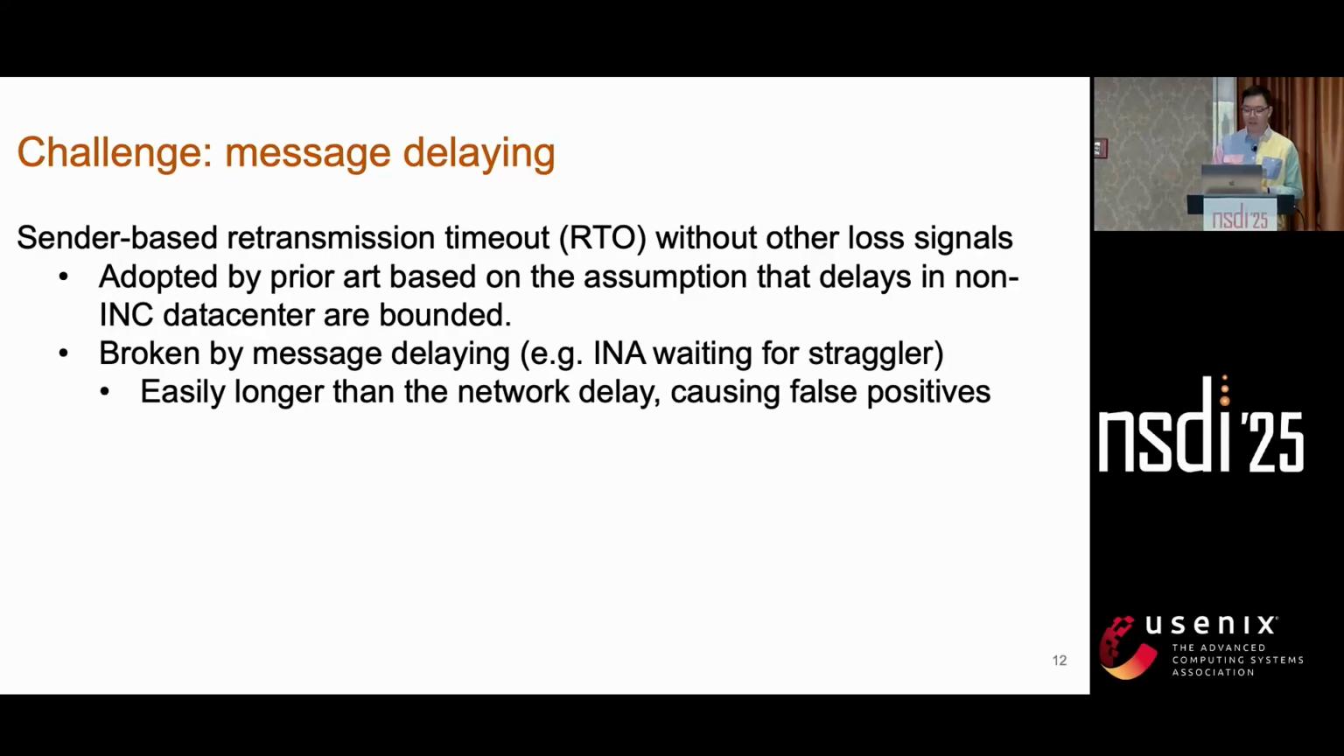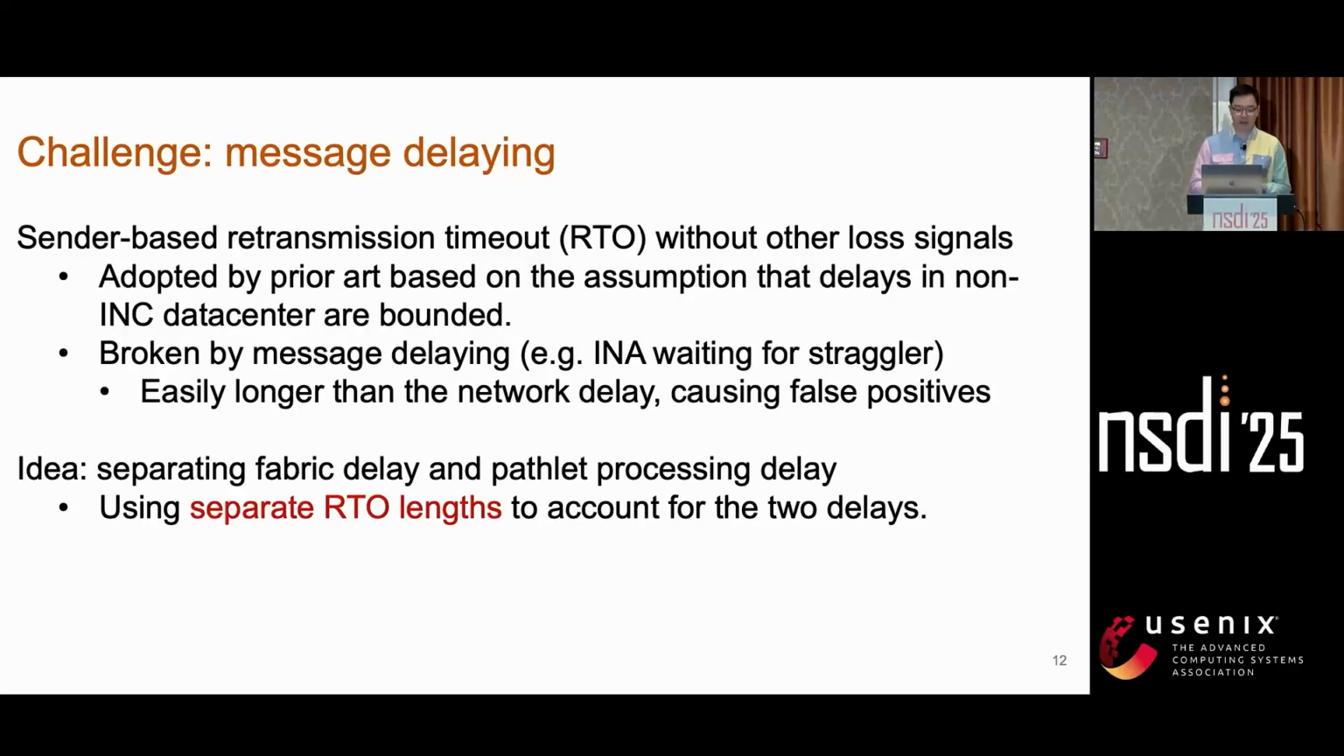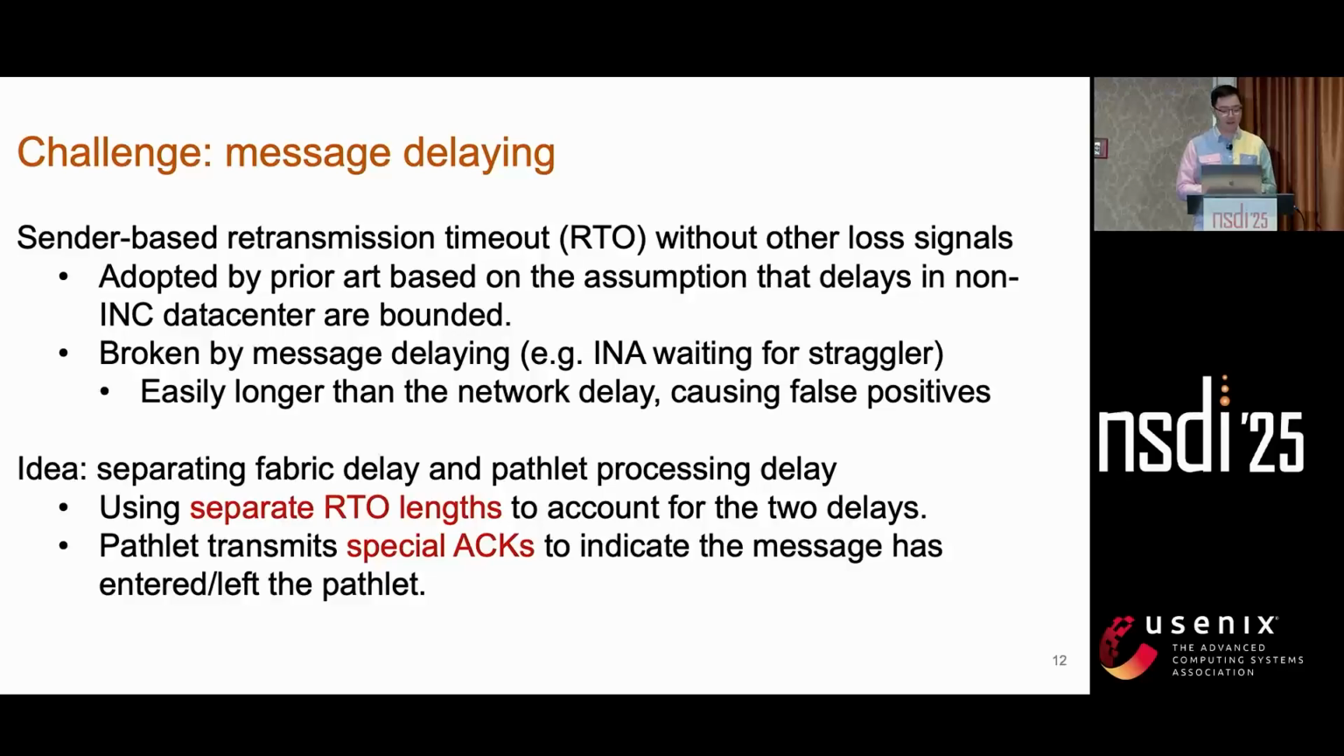Whereas message delaying can incur unpredictable delays and cause false positives. If you set a longer RTO, you cannot quickly recover from losses. Therefore, our idea is to separate the fabric delay and pathlet processing delay and use different RTO lengths to account for them respectively. To achieve that, we designed a protocol where a pathlet can transmit special ACK packets to indicate that the message has entered or left the pathlet.